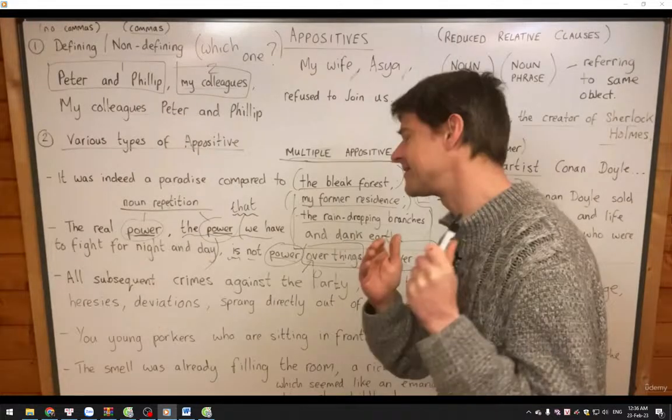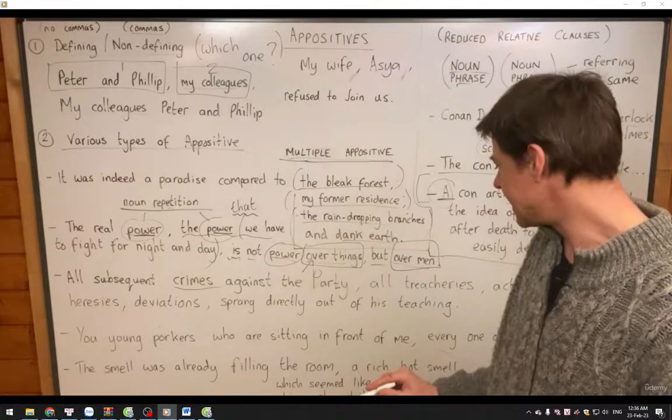He's a bogeyman that the state creates, the government creates to frighten the little children, a little bit like diseases are sometimes used. So what we're doing here, all subsequent crimes against the party, all treacheries. Notice that all subsequent crimes is all treacheries. So he's repeated the all at first, which is all acts of sabotage, all heresies, all deviations.